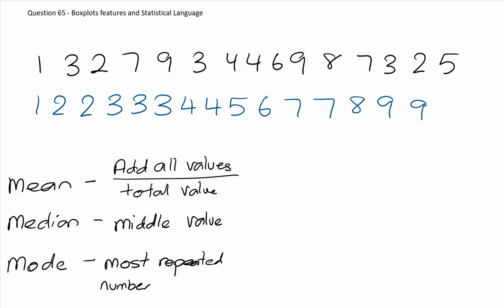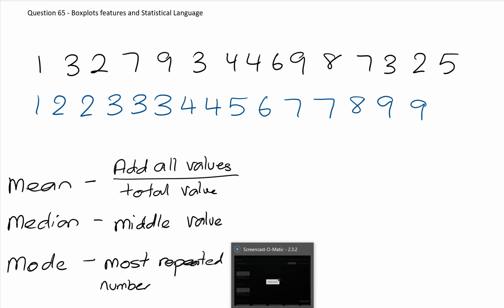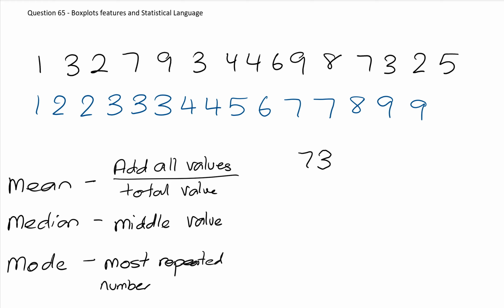So let's do the mean first. I'm going to add all those numbers together. So you've got 1 plus 2 plus 2 plus 3 plus 3 plus 3 plus 4 plus 4 plus 5 plus 6 plus 7 plus 7 plus 8 plus 9 plus 9. I recommend you pause the video and go through this step after I've explained it, so you can make sure that my calculation is correct. If not, then you can tell me off for that later on. All right, so that equals 73, and the total number we have is 15.